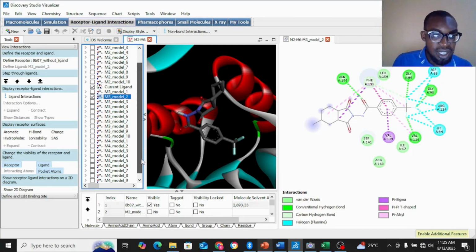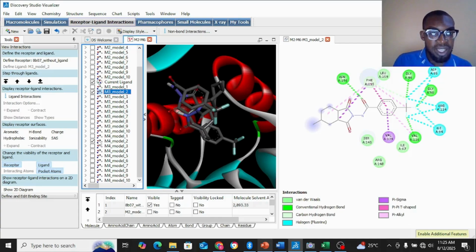Now let's see M4. Okay, M4 also. Now you observe I'm clicking model 2. If you click the first one, it will not select it. So click the second. Now you can see it now, and then let me select it here, and then let's see the interactions.